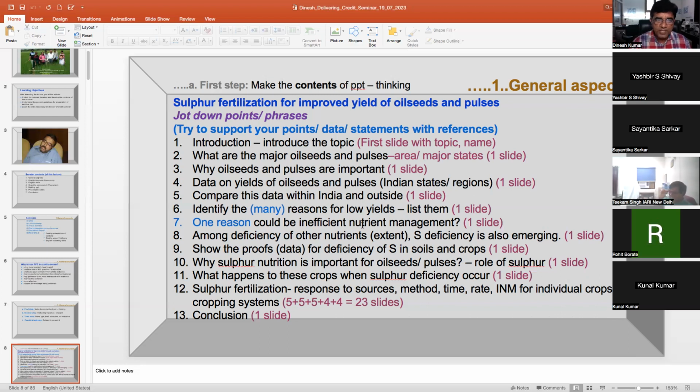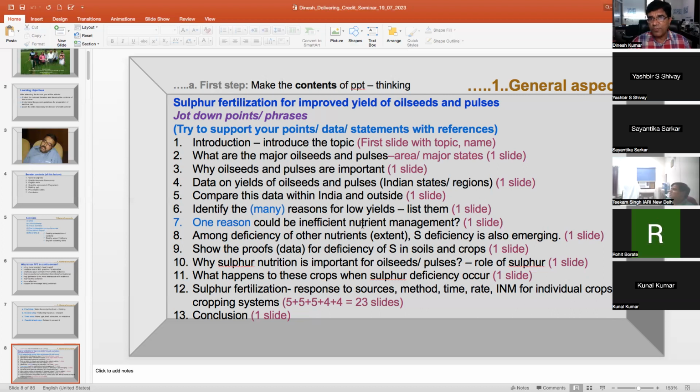Up to point number 11, you have just built a kind of background, a kind of story, and this has created a lot of interest in the audience. This is actually the background or introduction part. Then the actual topic comes, that is sulfur fertilization. Here you can find different contents like response to sources, different sources that can supply sulfur, different methods of application, time of application, rate of application, INM practices, precision sulfur management. So many things are there. That will be the main body of your seminar.